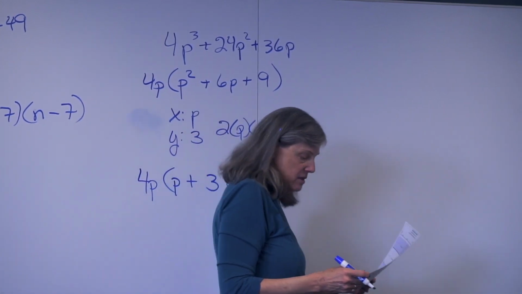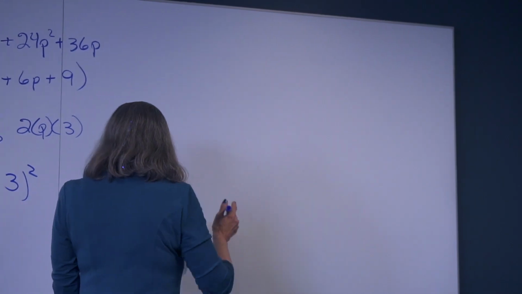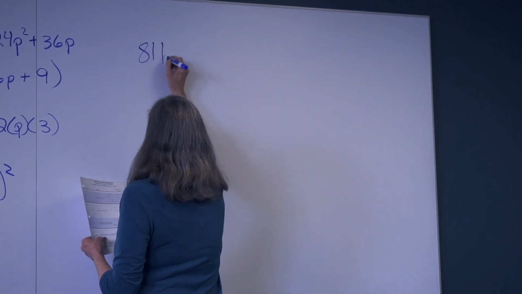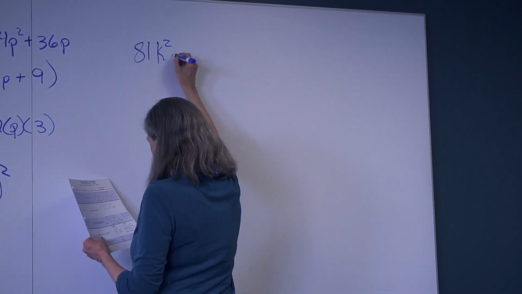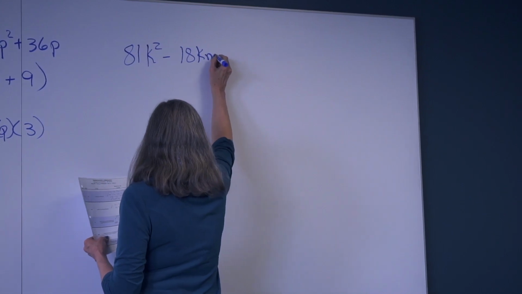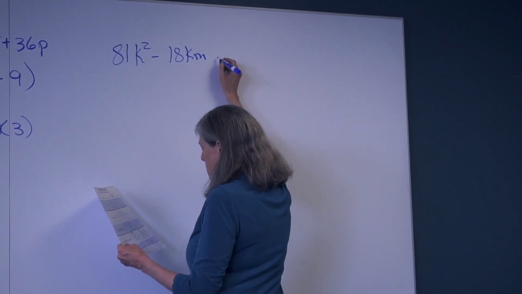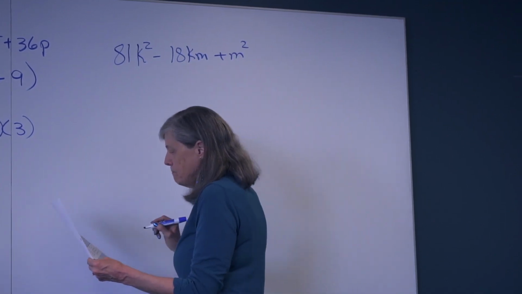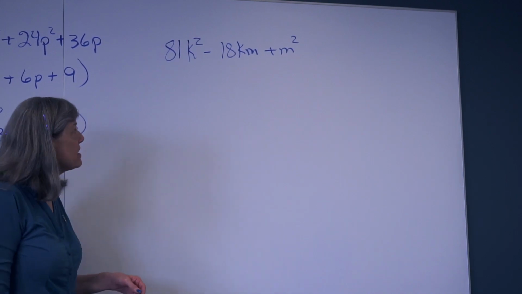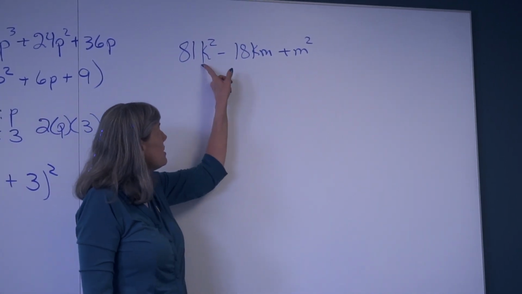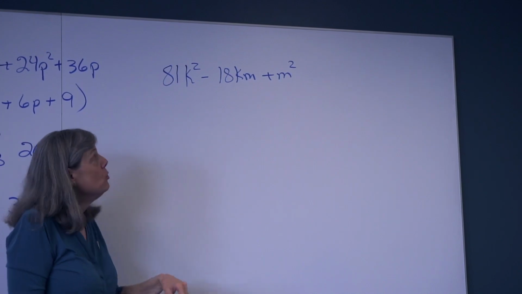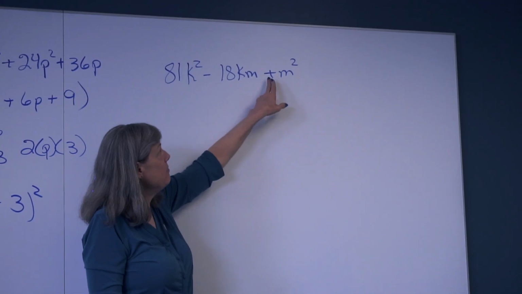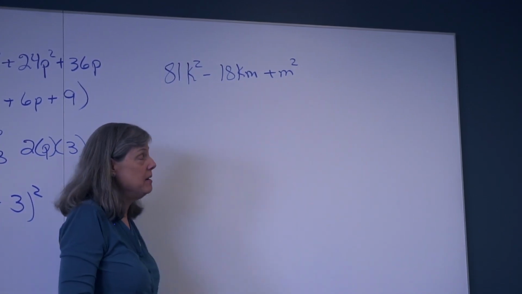Got one more. See if we can fit it in. Just to help out. 81k squared minus 18k plus m squared. Okay. Rule number 1, any greatest common factors? Nope. This one doesn't have an m. This one doesn't even have a number. Rule number 2, is it a binomial? Nope. Is it a trinomial? Yep. Is this positive? Yep.